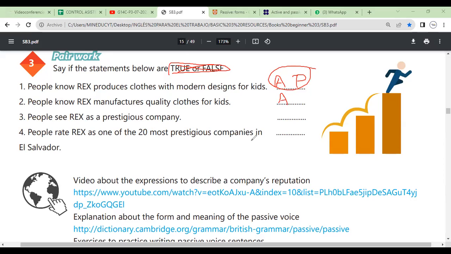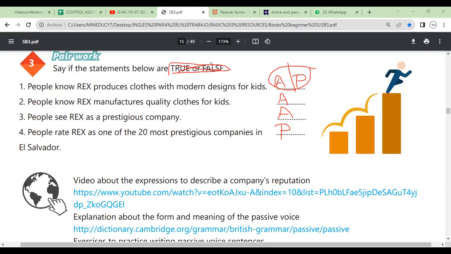People see Rex as a prestigious company. A prestigious company. Active or passive? Active. You say active? Hey, don't be afraid of committing mistakes. Yo les he pedido que por favor no tengan miedo de cometer errores. Solo vamos a identificar cuál es la correcta y cuál no, y eso es todo, okay? People rate Rex as one of the 20 most prestigious companies in El Salvador. Active or passive? Passive. Okay, somebody said passive.